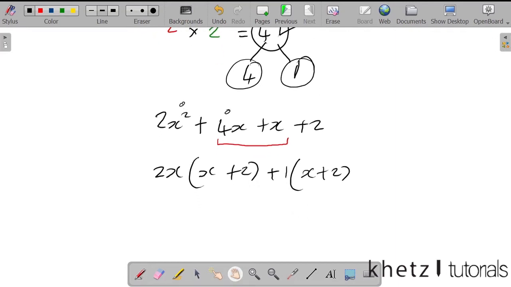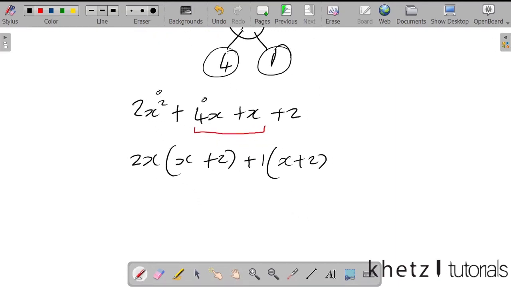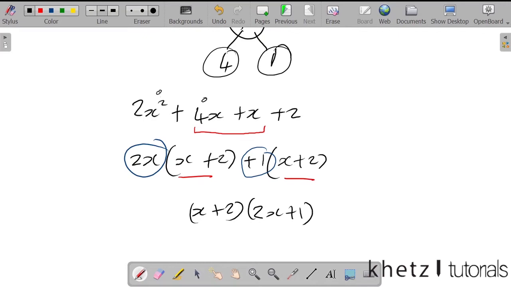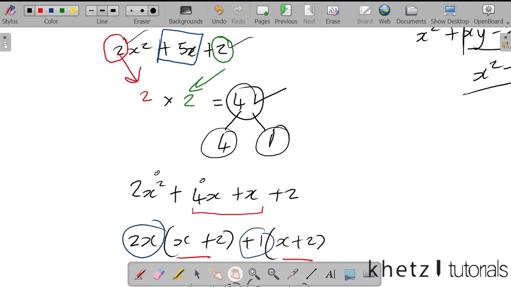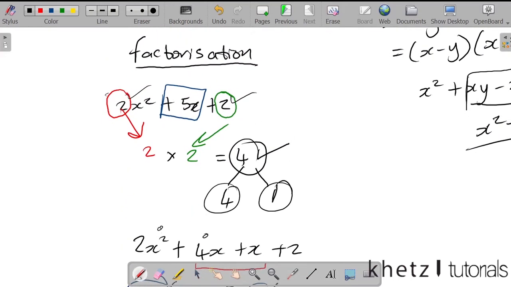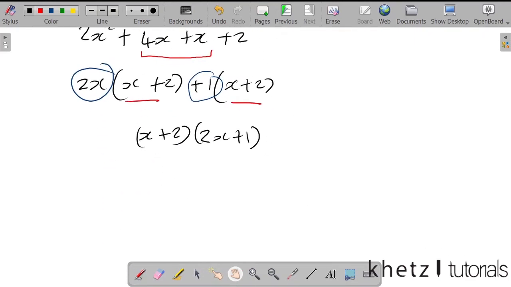So your aim is always to have some brackets which are the same. You see that this bracket over here is the same as that bracket. Which means we can factor out that bracket, and we'll be only left with 2x plus 1 in the second bracket. And that is basically your answer. That is your answer for the factorization of the original formula of 2x squared plus 5x plus 2. If you're asked to factorize that, you'd have this as your answer, right?